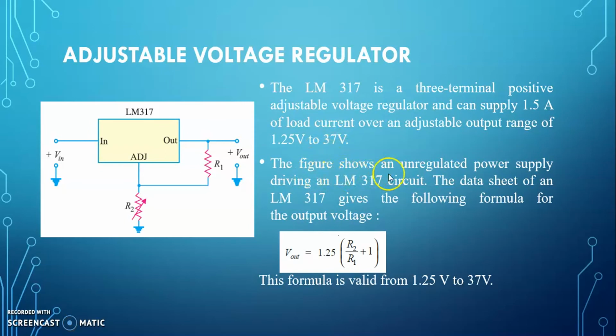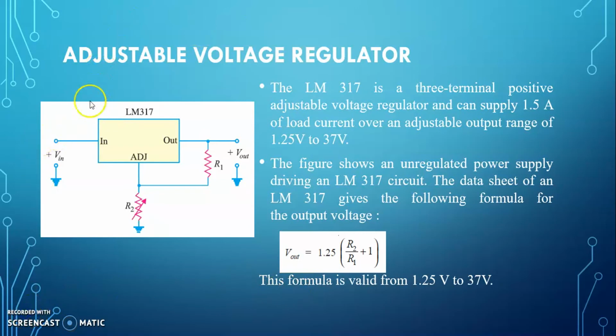The figure shows an unregulated power supply driving an LM317 circuit. The data sheet of an LM317 gives the following formula for the output voltage. Here V output equals 1.25 times R2 divided by R1, plus 1. This formula is valid from 1.25 volt to 37 volt.